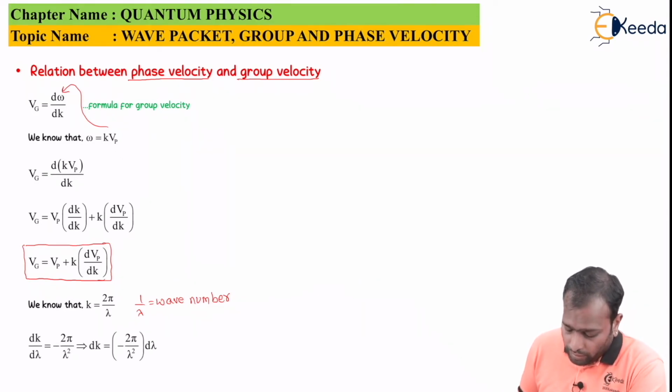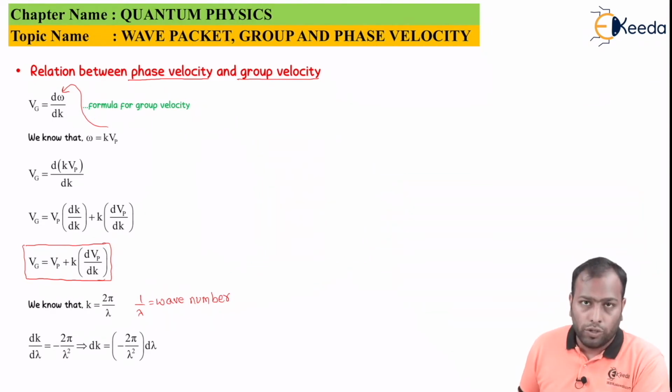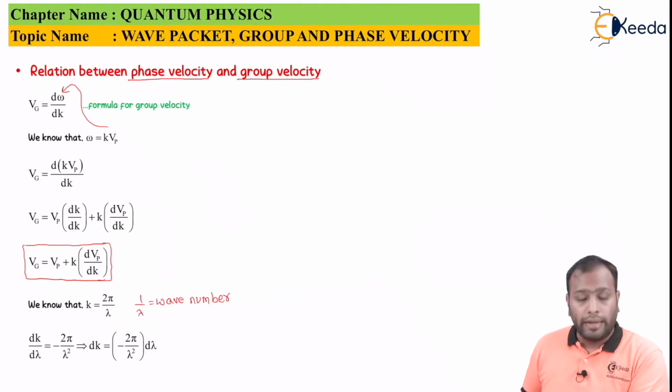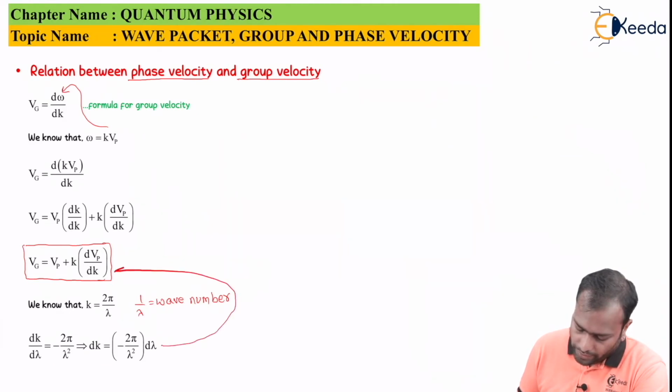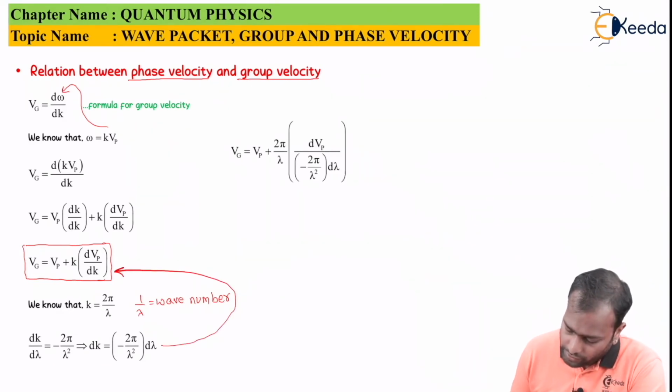Now, taking the first derivative of this, we know that dk by d lambda is minus 2 pi by lambda square. We have just taken the derivative of this k with respect to lambda, taking 2 pi constant, of course. Now the derivative of 1 upon lambda is minus 1 upon lambda square. Rearranging to get the value of dk, we get dk is equal to minus 2 pi by lambda square into d lambda. Now, we will be substituting this value over here to get an equation.